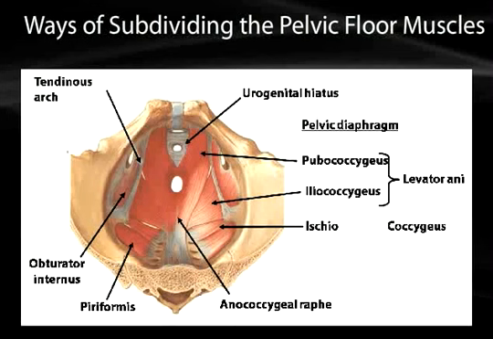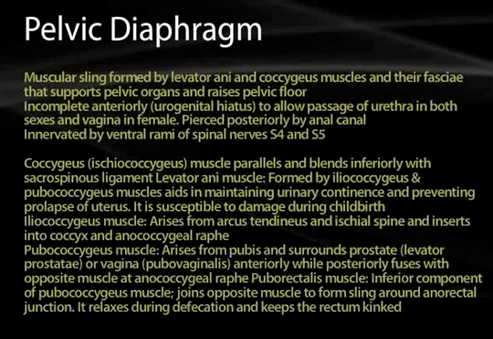The urogenital hiatus is going to have two holes if it's female, one hole for the urethra if it's male. And this is just words discussing the different ways of breaking down the pelvic diaphragm.